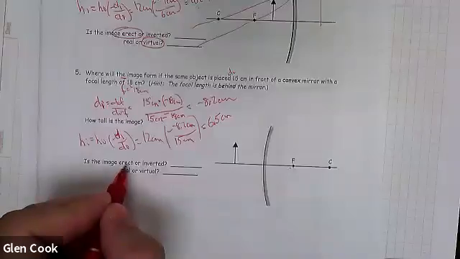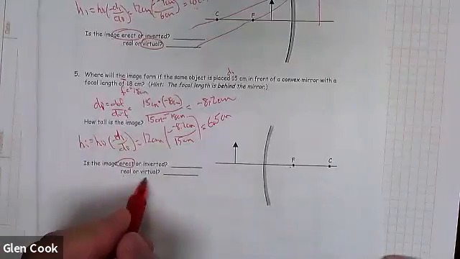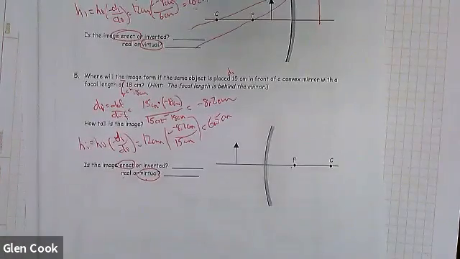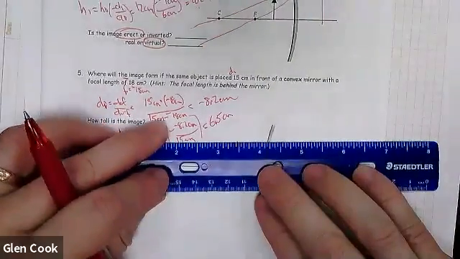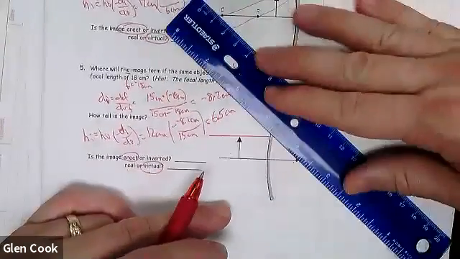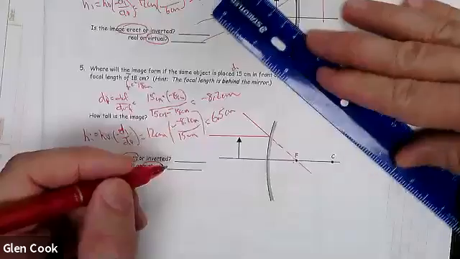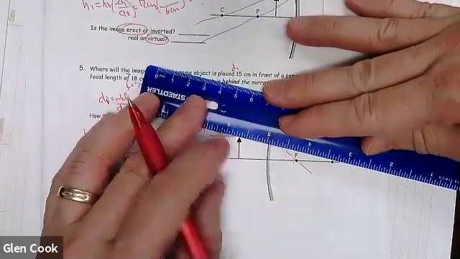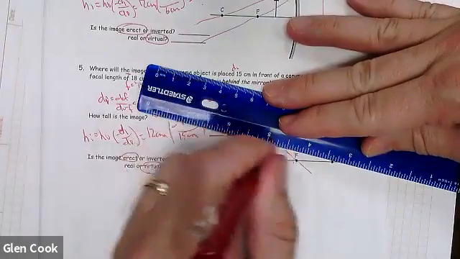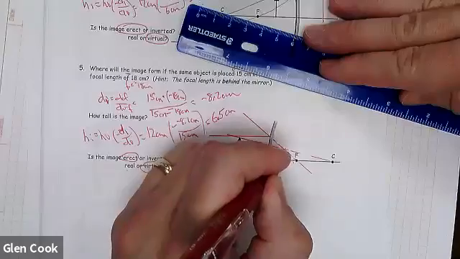Is it erect or inverted? HI is positive, it's erect. Real or virtual? DI is negative, it's virtual. Drawing, line 1 in parallel to the axis. Reflects out as though it came from the focal point. Extend the lines behind the mirror. Line 2 points at the focal, or excuse me, at the center of curvature. Reflects off on itself, goes back out, but extend the line behind the mirror. They crossed right there. That's the image location.